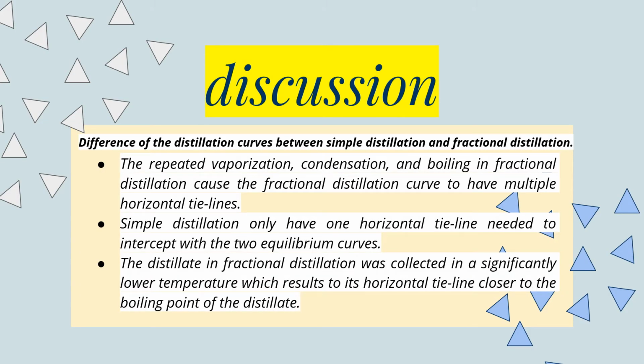The repeated vaporization, condensation, and boiling in fractional distillation cause the fractional distillation curve to differ from simple distillation, wherein for simple distillation, only one horizontal tie line was needed to intercept with the two equilibrium curves. On the other hand, the process repeats in fractional distillation, where it continues to convert condensing vapor to a more concentrated one after each repetition, resulting in multiple horizontal tie lines.